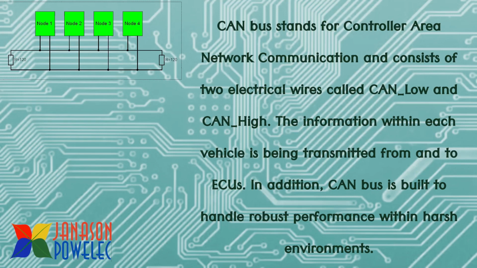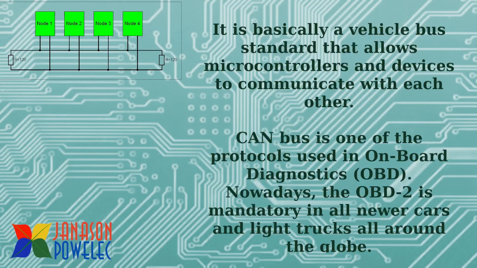Automobiles is a harsh environment because the spark plug will create a lot of noise which may interfere with any electronic control unit. That's why it's called a harsh environment. Moreover, dust and heat will be present in the vehicle. So whatever communication system or electronic control unit one manufactures has to undergo and perform nicely under all these conditions. It is basically a vehicle bus standard that allows microcontrollers or devices to communicate with each other.